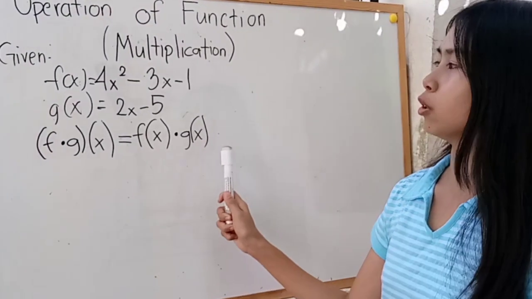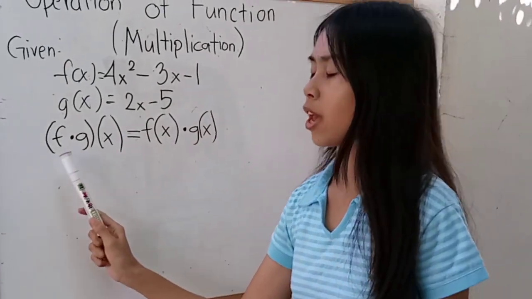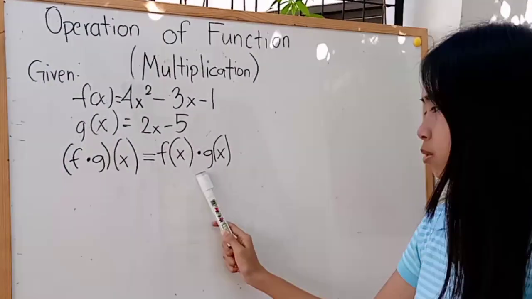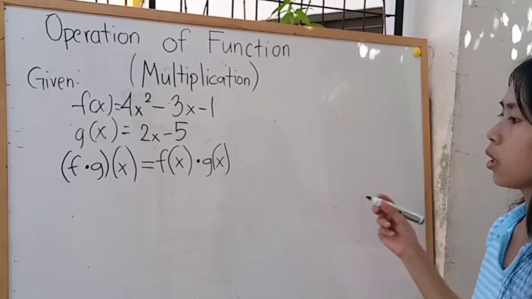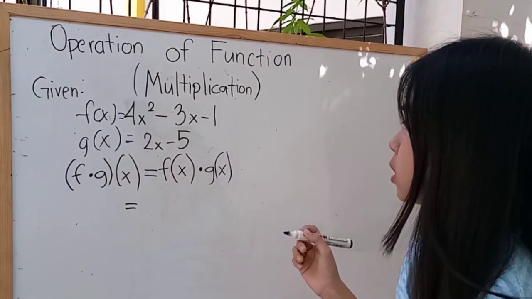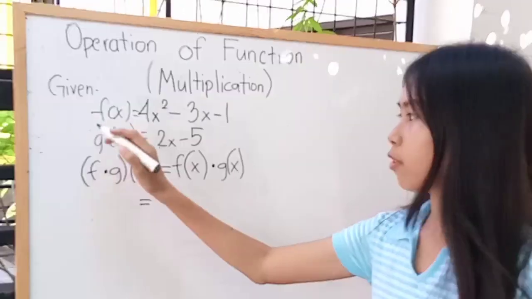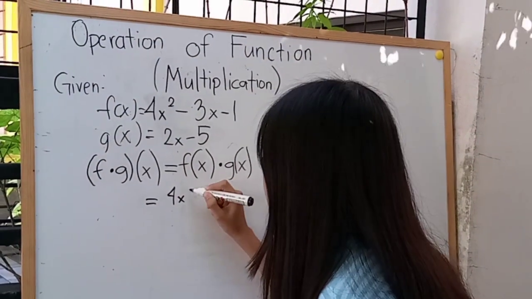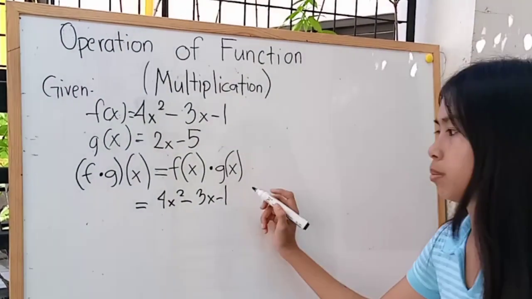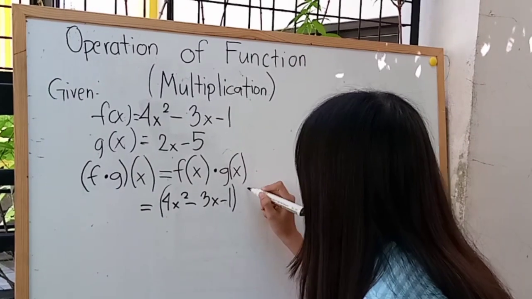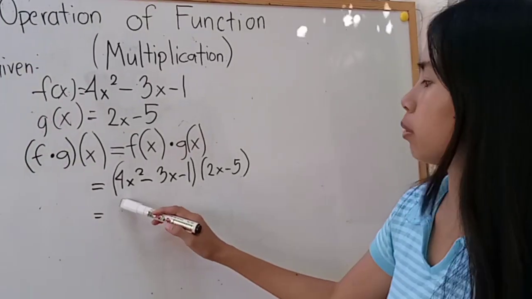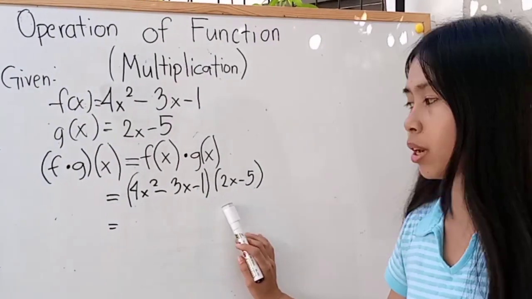This is the formula of the multiplication of function, which is the function of f times the function of g times x is equal to the function of f of x times the function of g of x. So we're going to solve it. First, step 1 is substitution, and we substitute the value of f of x, which is 4x squared minus 3x minus 1, and we close it by quantity times 2x minus 5. Now we're going to solve it by distribution or the FOIL method.